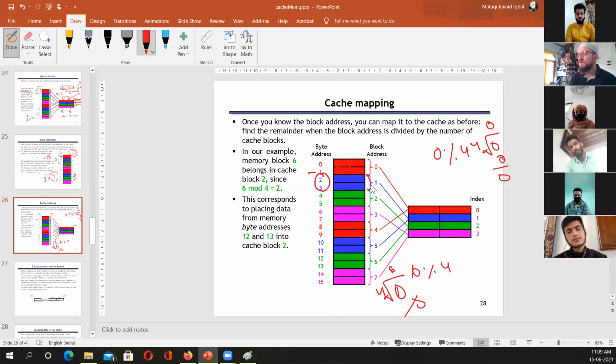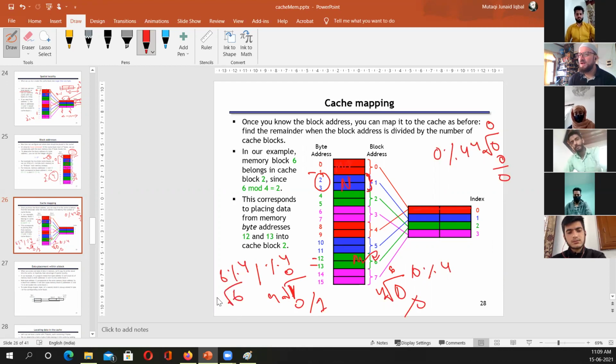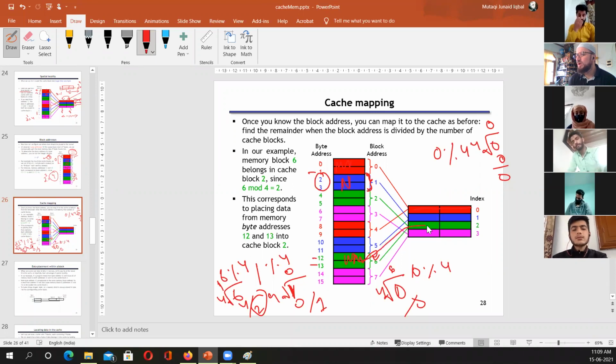Now for 2 and 3, I will do mod of 1, because the block address is 1 for both of them. So I will say 1 mod 4. If we divide 1 by 4, 4 into 0 is 0, remainder 1. So it will go into block 1. In the same way, where will 12 and 13 go? Both 12 and 13 have a block address of 6. So you will do 6 mod 4 for both of them. When you divide 6 by 4, 4 into 1 is 4, remainder is 2. So they both will go into the second block.